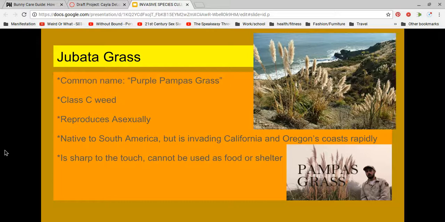It's harmful to any animals that might get near it because its leaves are sharp in nature. It also displaces native plants and lowers the biodiversity in habitats. Although it's not toxic, this plant is inedible to most animals and cannot be used as shelter.